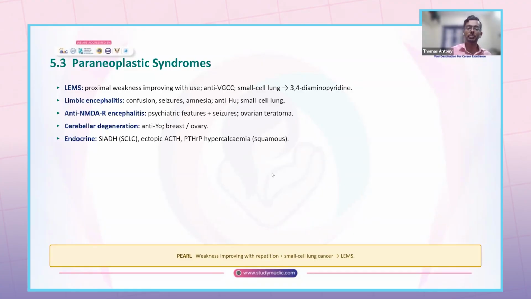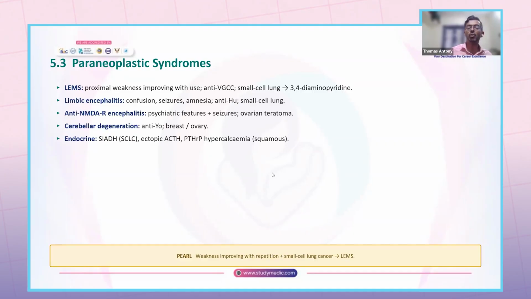This is usually seen in small cell lung cancer. The treatment of choice here is initially supportive. You can give 3,4-diaminopyridine. So why do we give diaminopyridine? Because it blocks the presynaptic potassium channels. So the action potential lasts longer, more calcium enters the terminal, and more acetylcholine is released.